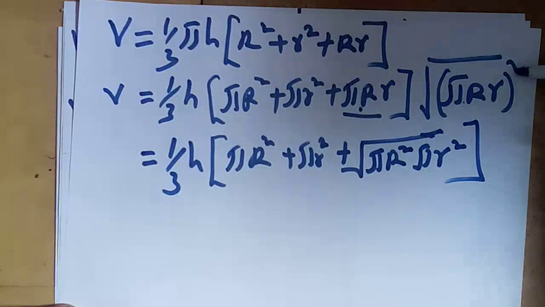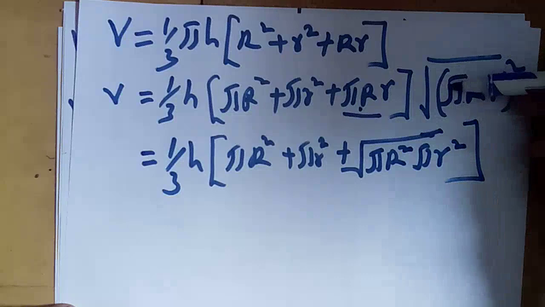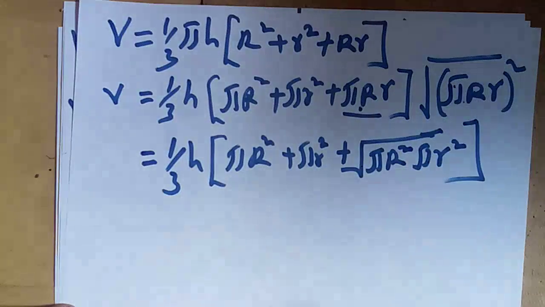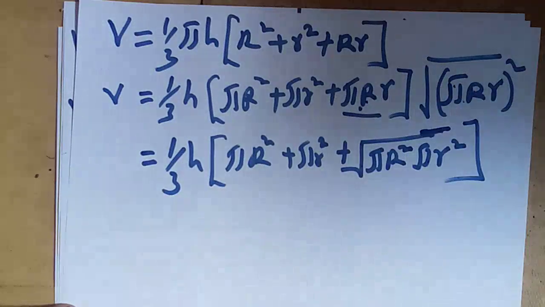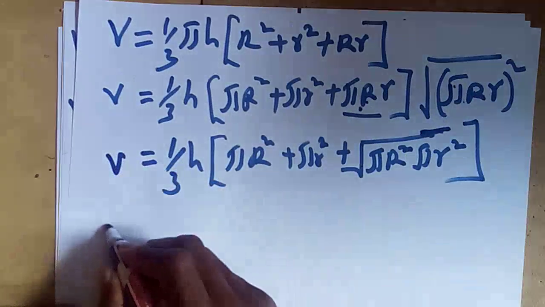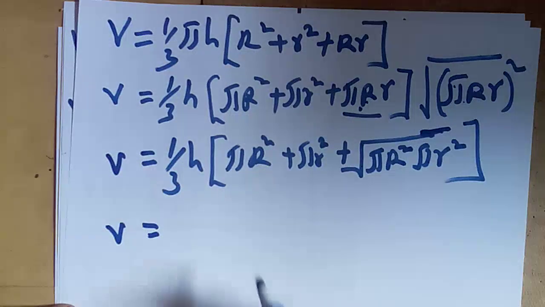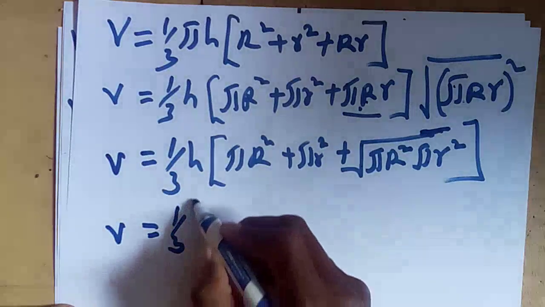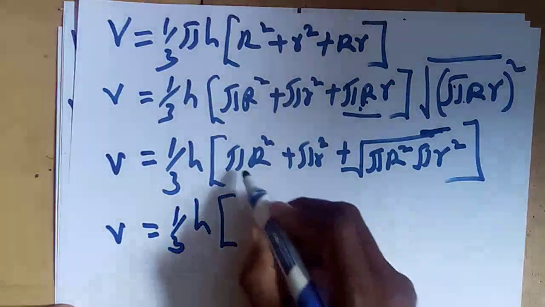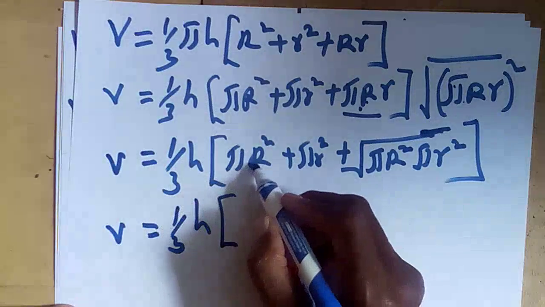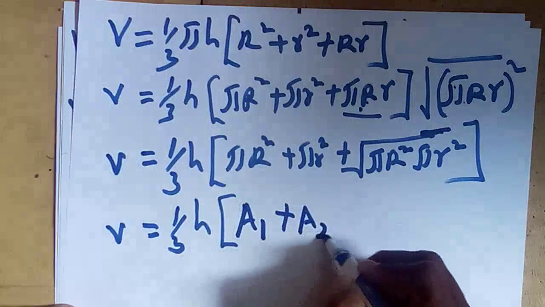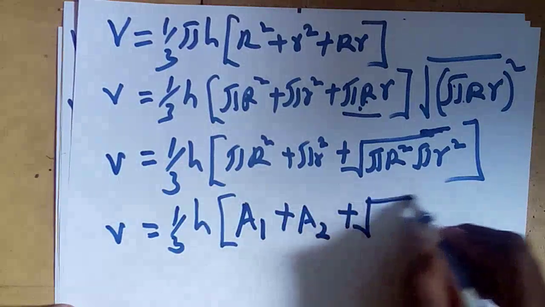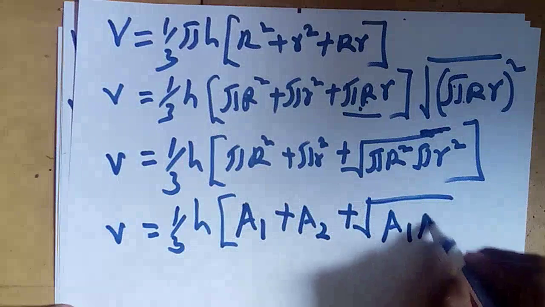At this point, this one will be r squared, and this one will be squared, and this will be pi squared. So pi and pi will be pi squared. But by virtue of the square root, I can still go back here. Now, if that is the case, the volume is equal to a third h into, now this one is actually the area of a circle. Let me say area 1 plus area 2 plus the square root of area 1, area 2.